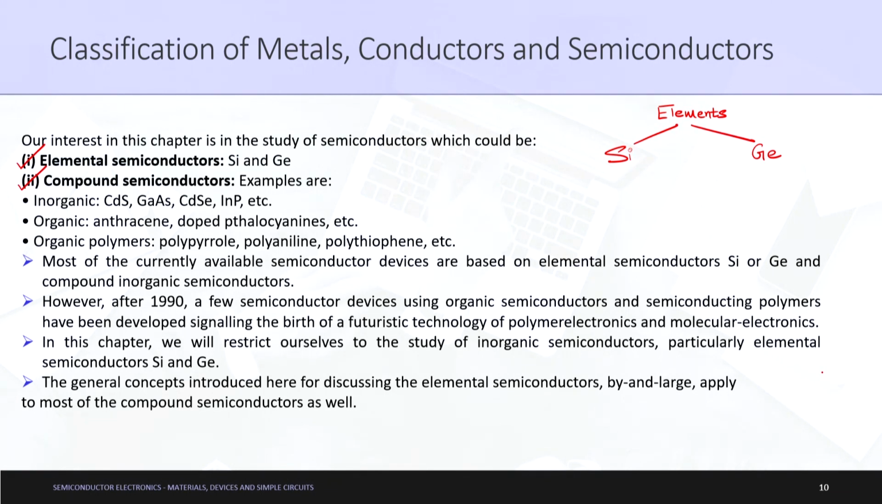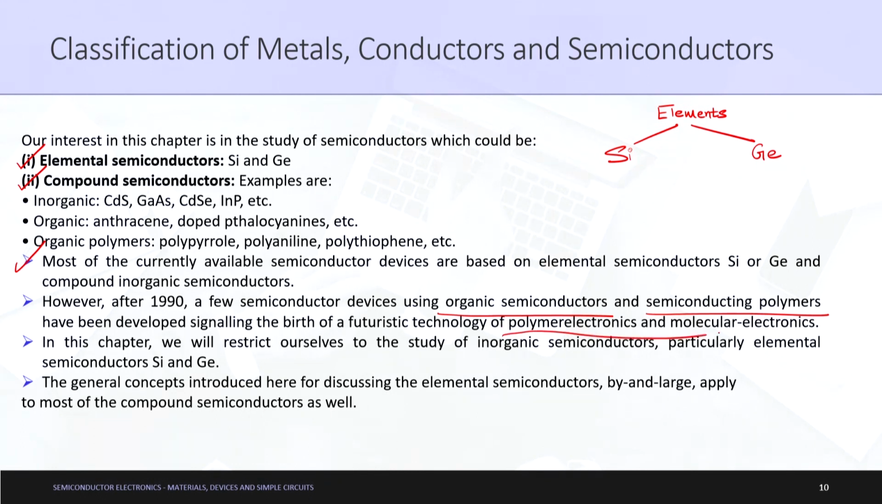Okay, next line is most of the current available semiconductor devices are based on elemental semiconductors, silicon or germanium, and compound inorganic semiconductors. So basically the majority are silicon, germanium and these inorganic parts. However, after 1990, a few semiconductor devices using organic semiconductors and semiconducting polymers have been developed, signaling the birth of a futuristic technology of polymer electronics and molecular electronics.